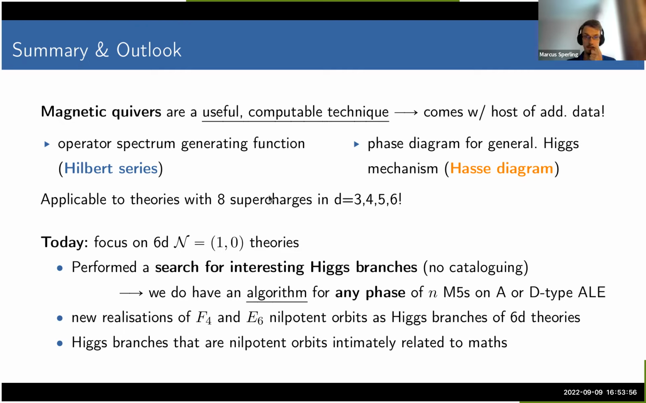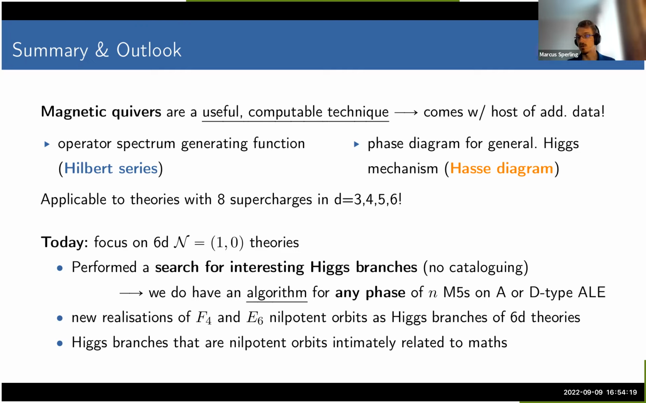And in principle, I wanted to show you a search for interesting Higgs branches, meaning nilpotent orbits, for instance. They're very nice because on the one hand, they are mathematically well understood, meaning that we do have a lot of information about them. And it's also very interesting to see what kind of 6-dimensional theories realize these known spaces. But this doesn't mean that we can't do the others as well.